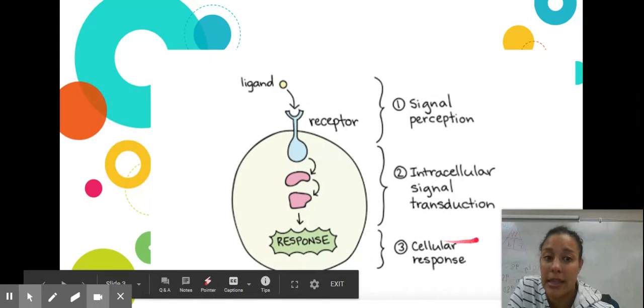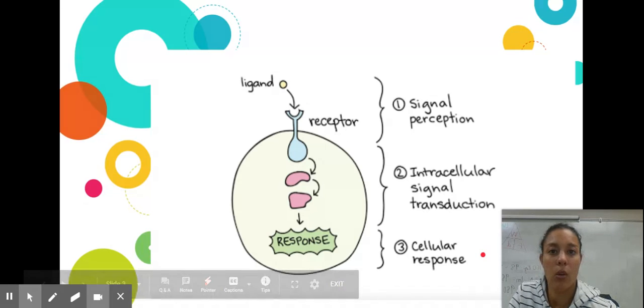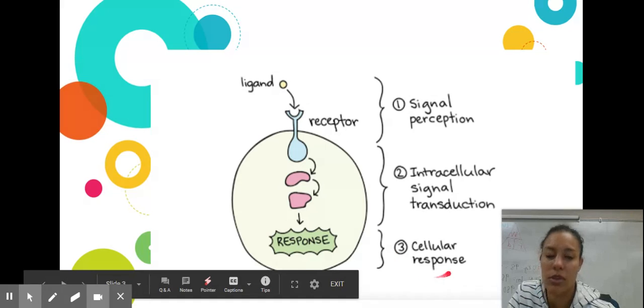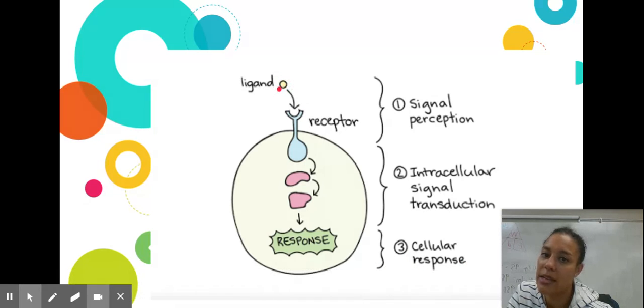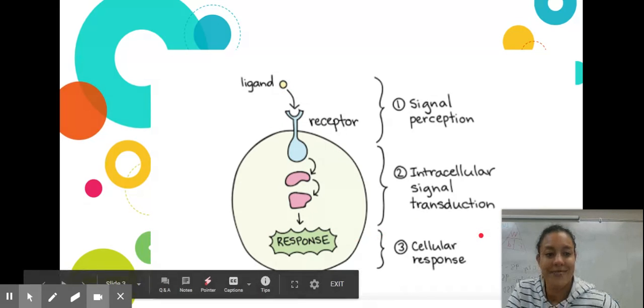It could be signaling apoptosis, saying, hey, there's something wrong with the cell. We need to shut it down. Lysosomes come on through and start dissolving this cell. So there are lots of different responses that can be triggered from this three-step process, but it all depends on what type of ligand is binding to a specific receptor in the beginning.